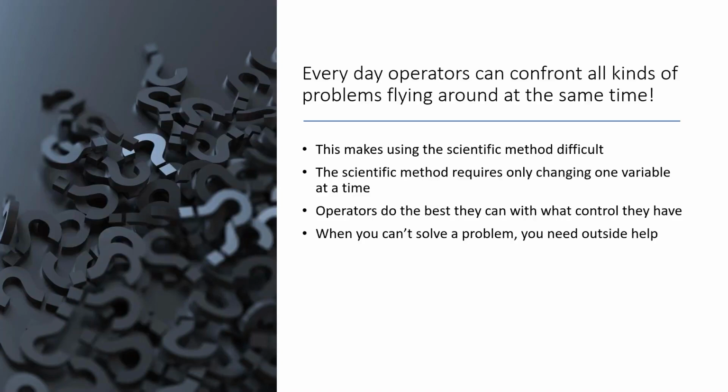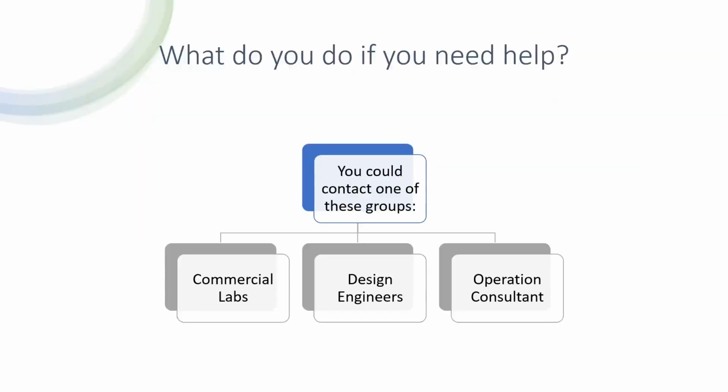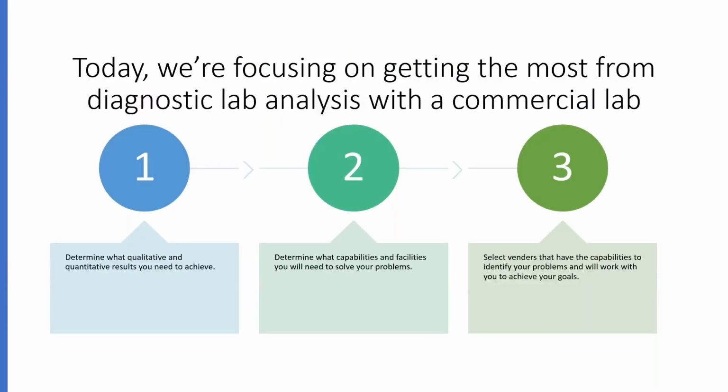And when they can't, they have to get outside help. Where do you get it from? Well, they can go to a commercial lab, or they can go to design engineers or operational consultants. We're talking today specifically about getting the most from working with a commercial lab. They have all kinds of equipment and they're willing to work with you. But first, you have to make sure that you're giving them quantitative and qualitative information as to what you need to solve the problem. You have to make sure that you have the right type of equipment and capabilities to do the solving of that problem. And you need to select a vendor that's working with you and will help you clearly identify your goals.